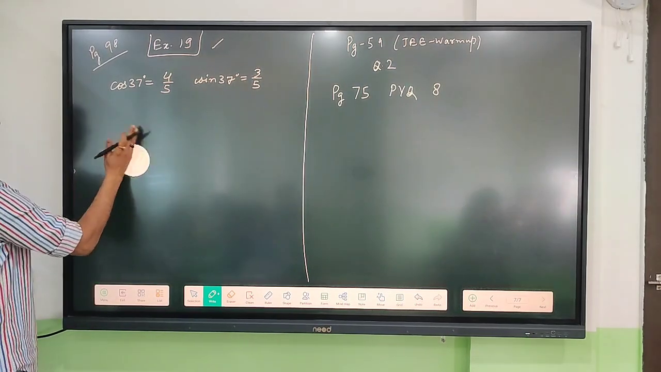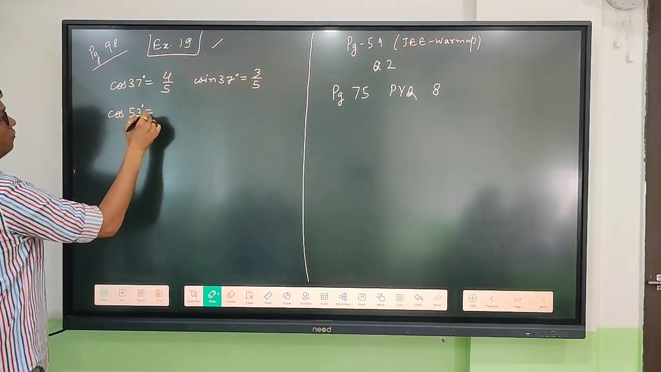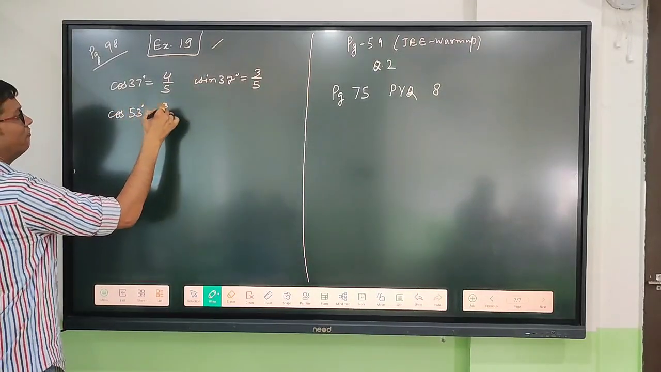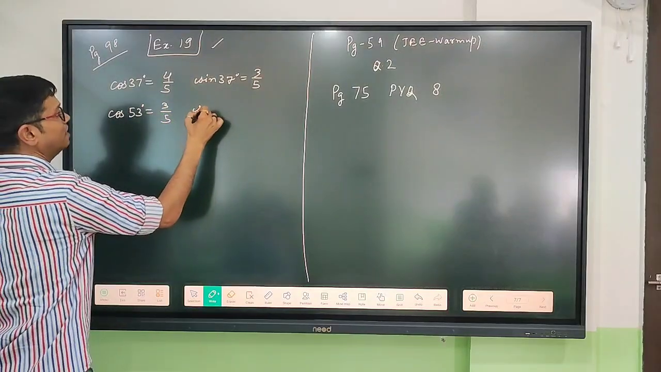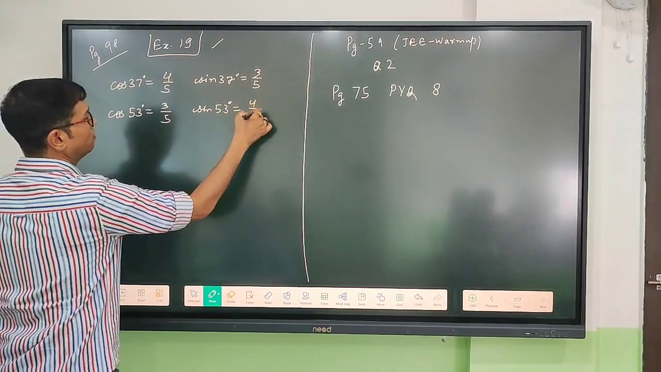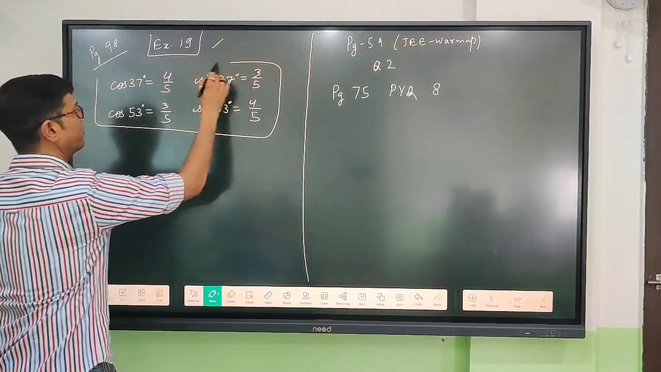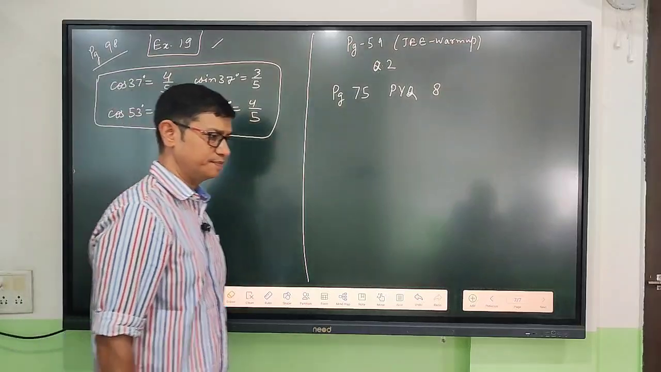इसी तरीके से cos 53 would be 3/5 and sin 53 would be 4/5. ये 4 वैल्यूज आप दिमाग में मेमोराइज कर लो.